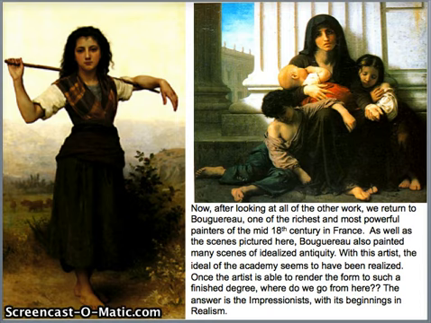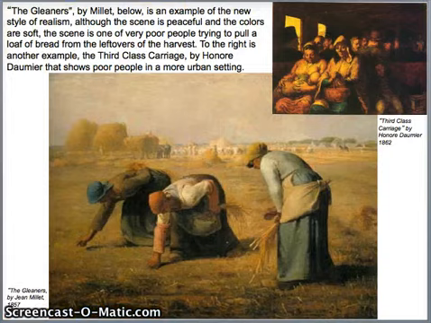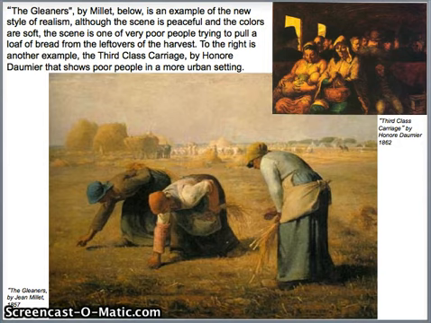So the thing to look at with Bouguereau, as I said earlier, is once it is this perfect technically, how do you improve? Well, my saying would be you loosen up. So let's look at the beginning of the loosening up. This is The Gleaners by Millet, and this is this new style of realism that's starting to back away from the idealized form. This is a very powerful painting.